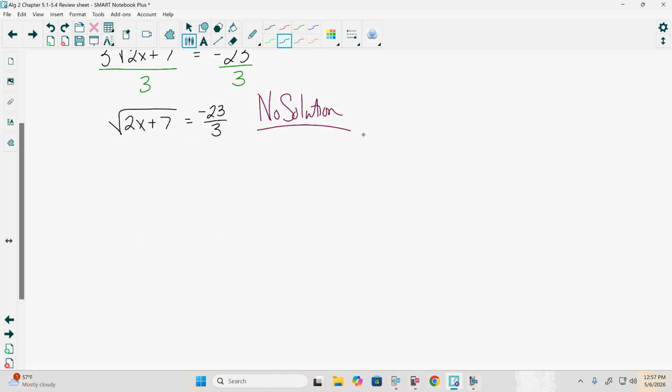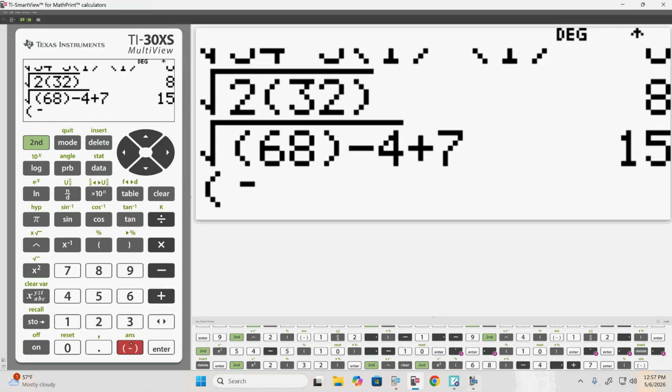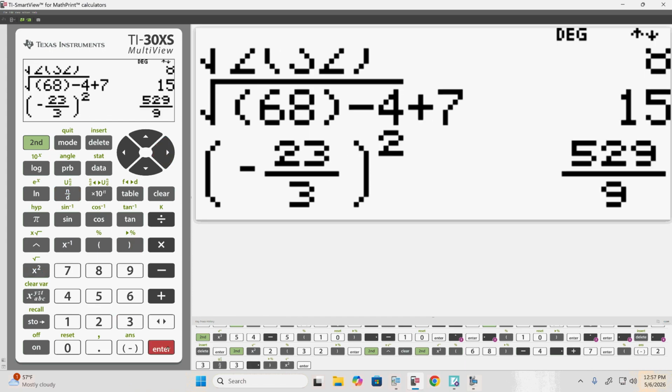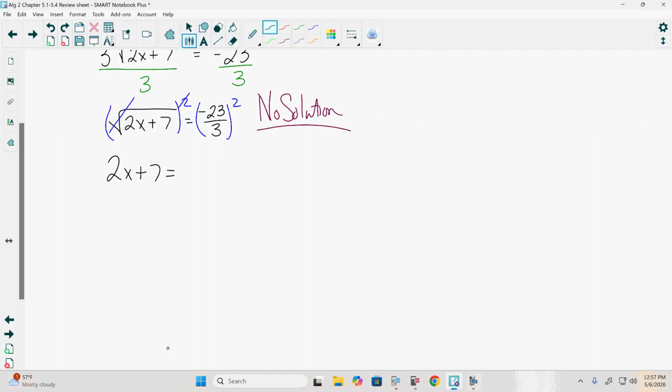no solution. However, if I didn't notice that and I went straight to the next step, putting both sides to the nth power, squaring it, these will cancel out, telling me that 2x plus 7 is equal to negative 23 over 3 squared, which is 529 over 9.